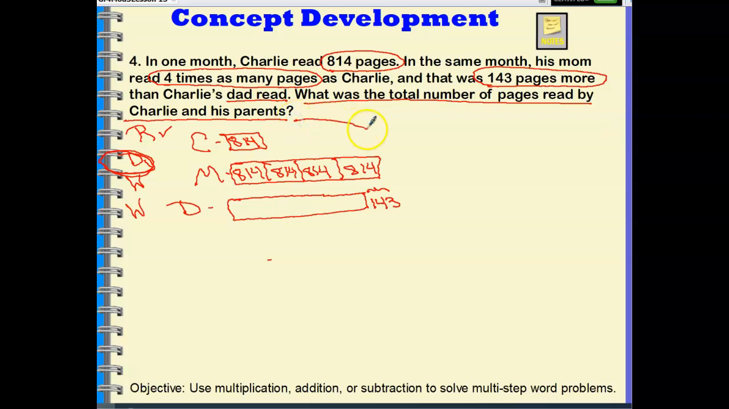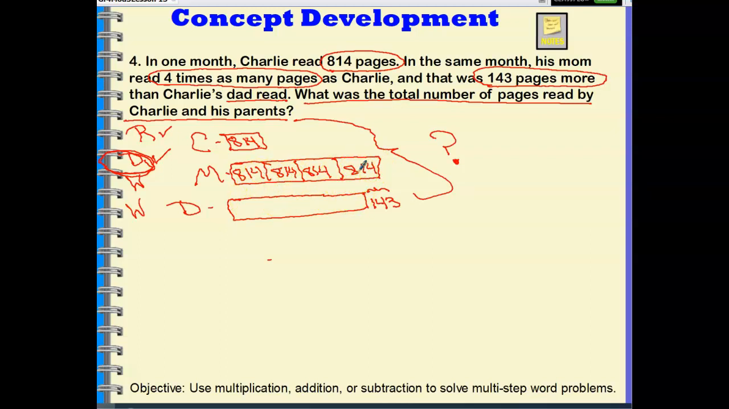Now, my question wants to know what was the total that was read by Charlie and his parents. So this part is my unknown. This is what I do not know. Now, guys, if you feel comfortable solving this problem now that we've drawn it out together, then go ahead and pause the video and you can solve it on your own and come back and check and see if you get the same thing I did. If you don't feel comfortable yet doing this on your own, then you can stay with me and we'll continue working through it.